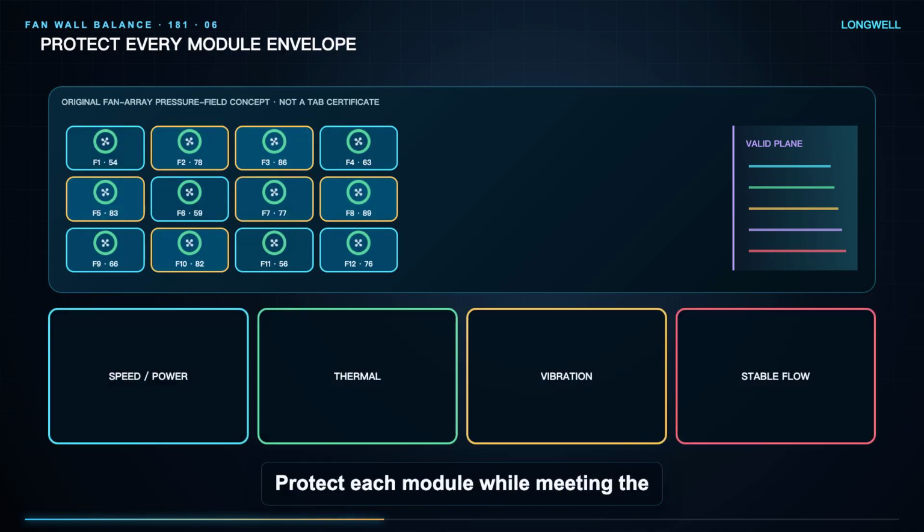Protect each module while meeting the wall target. Monitor command and actual speed, current or power, temperature, vibration, alarms, and relevant pressure or flow. Do not push a fan beyond its manufacturer envelope, stable flow region, thermal rating, or permitted speed merely because total airflow is low. A balanced total is not acceptable if one module is overloaded or unstable.